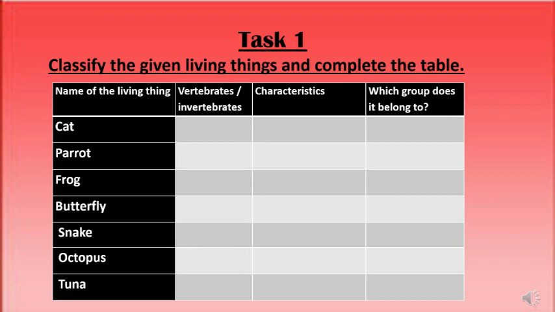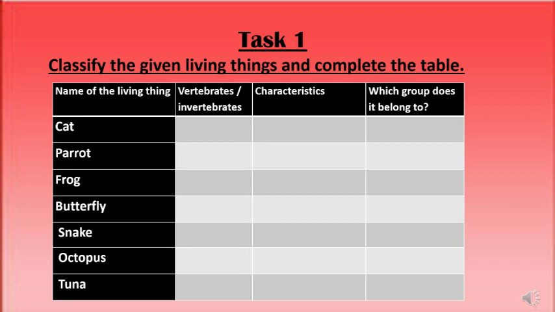Let me tell you an example. The first one is cat. Is a cat a vertebrate or invertebrate? It is a vertebrate, right? So you will write vertebrate in the first column, and in the second column you are going to write any 2 characteristics of cat, like it gives birth to the young one, it has fur on its body, and it feeds milk to the young one, like that.